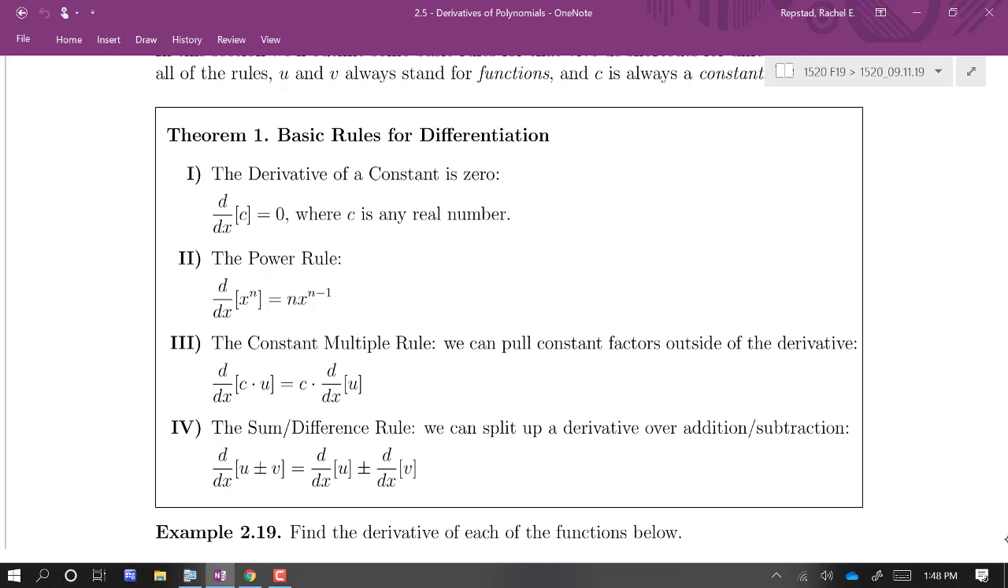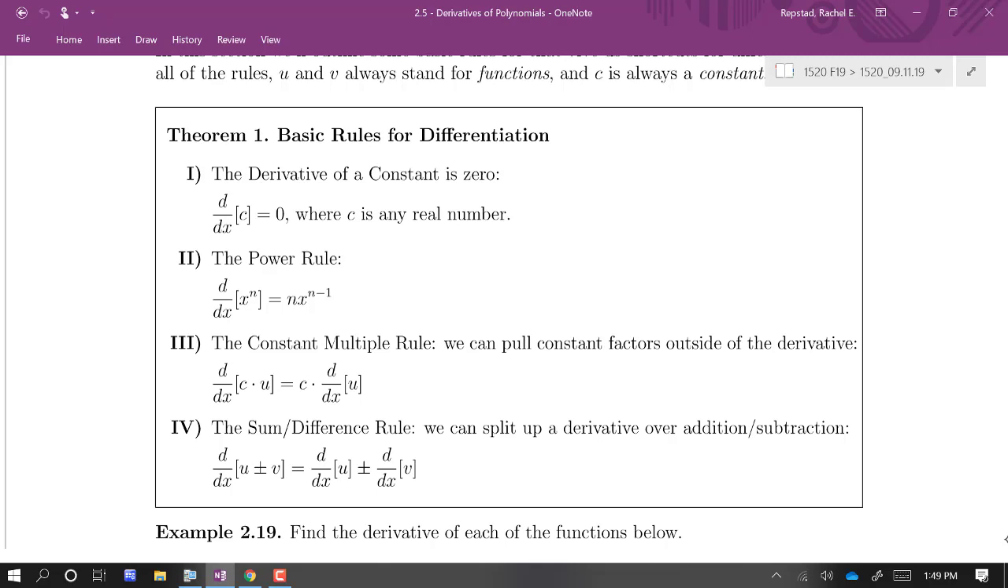There's that rule we just derived. We call it the power rule. The constant multiple rule: we can pull out constant factors. It's crucial that it's a constant factor. So I can't pull out a variable factor, but I can pull out a constant factor.